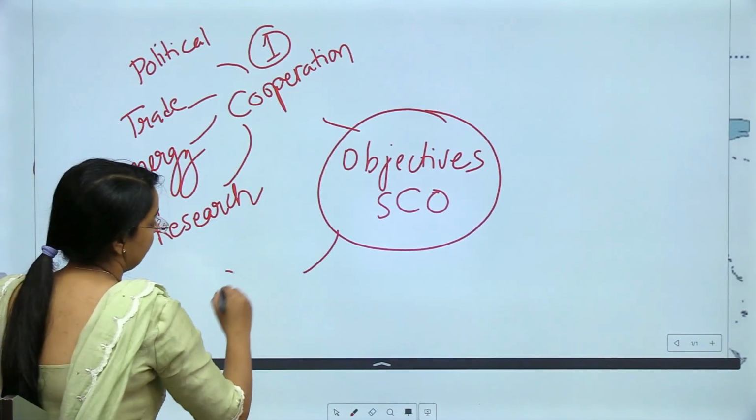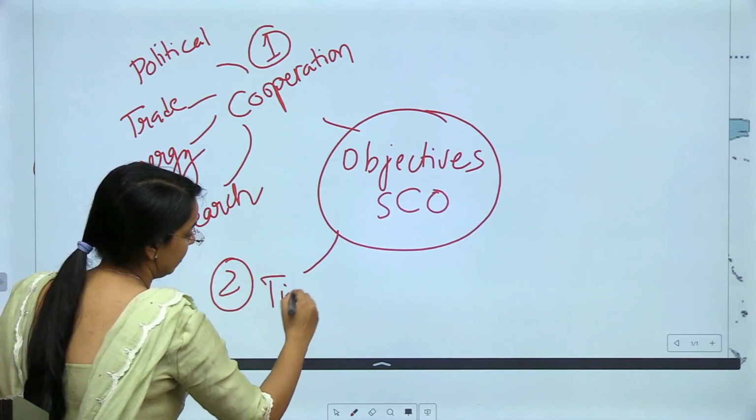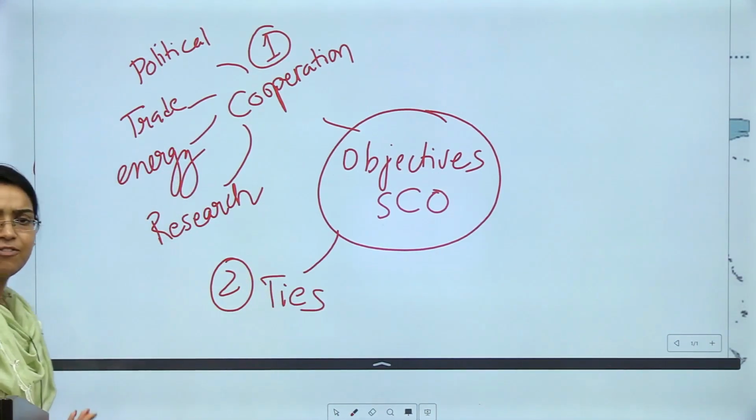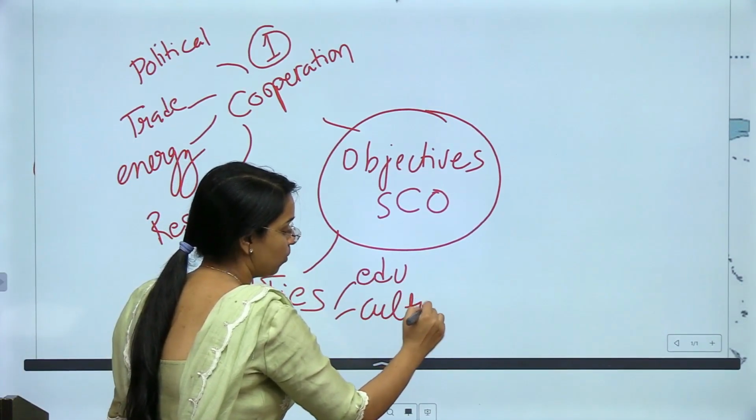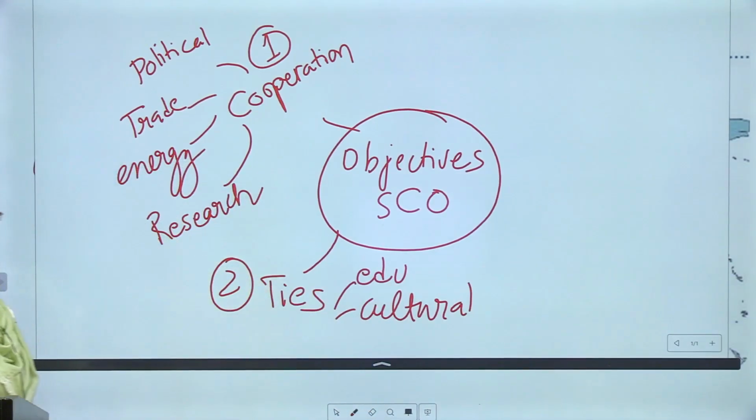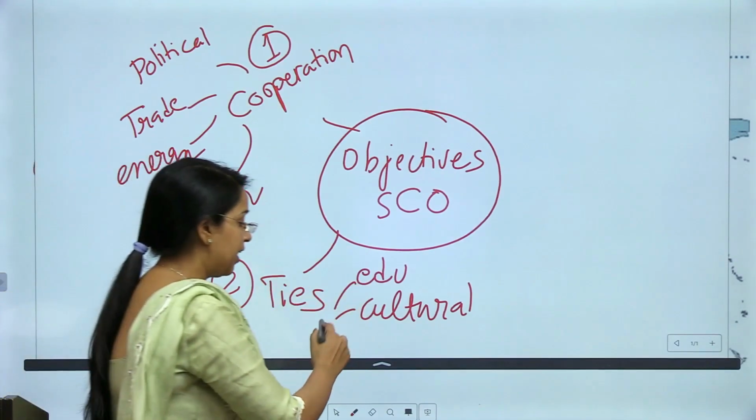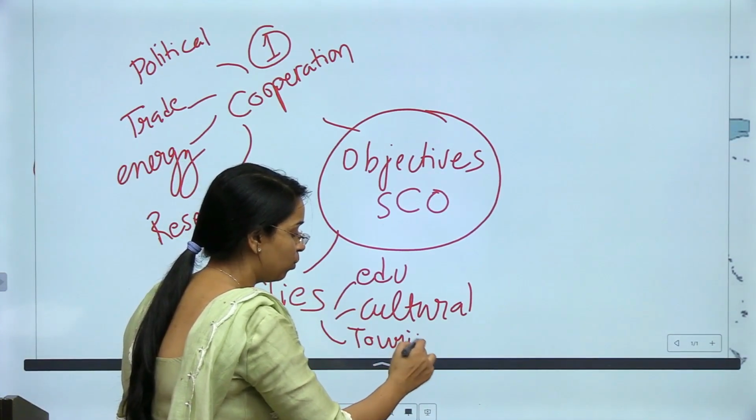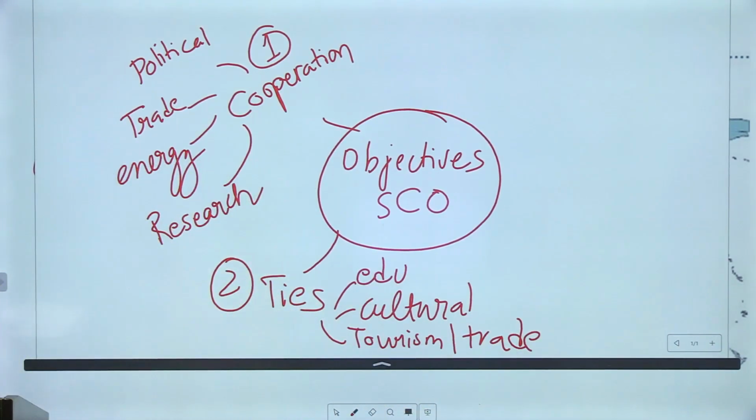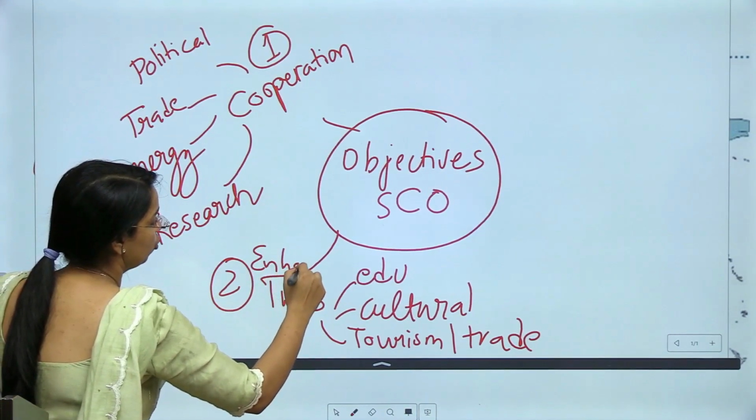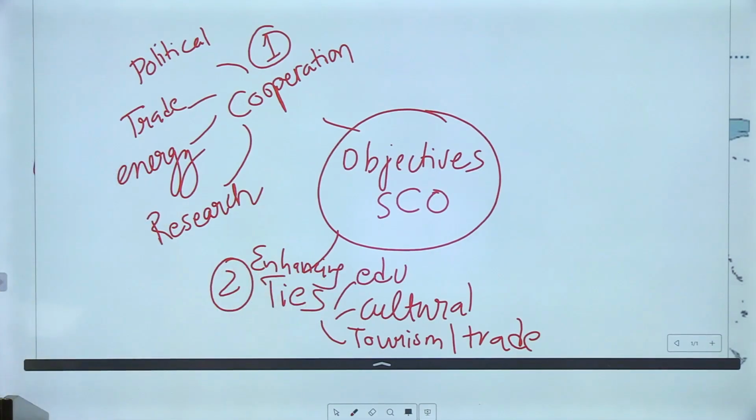Then the effort is to strengthen ties again in various fields, in the field of education and cultural ties. They want to improve their relationships, solve whatever issues there are and take ties forward, be it tourism, trade or environmental issues. Everywhere they want to take their ties to another level. So the focus is on enhancing, improving or strengthening the ties in various fields.